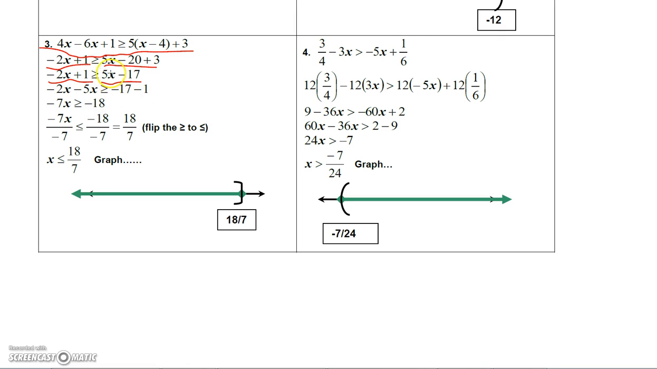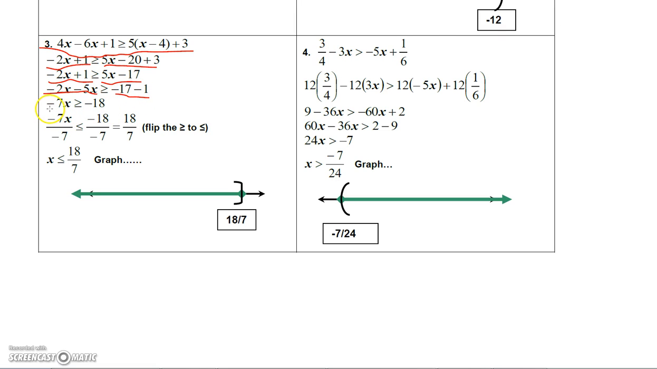Well, remember the transpose property I gave you earlier. If I want this 5x on the other side, I can just move it to the other side as long as I change its sign. Same thing with inequalities. I can still do that. So I move the 5x over here, it becomes minus 5x. And to get rid of this 1, I'm going to move it to the other side, and it becomes minus 1. So now, on the left side, I can combine my x's and get minus 7x. On the right side, I can combine my numbers and get minus 18.